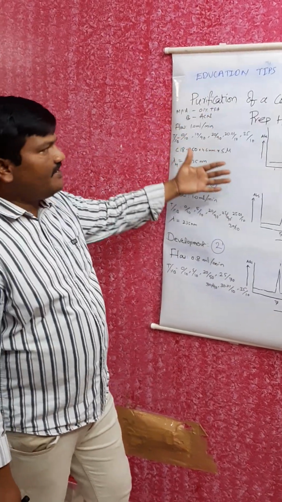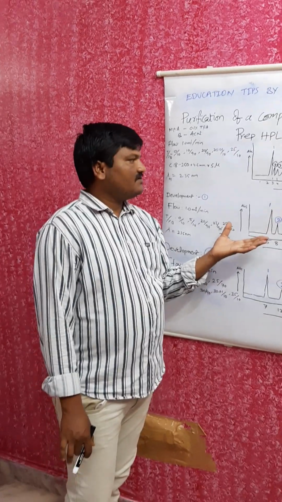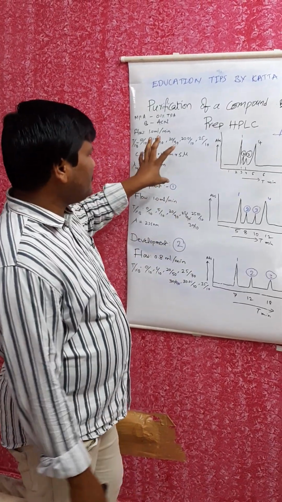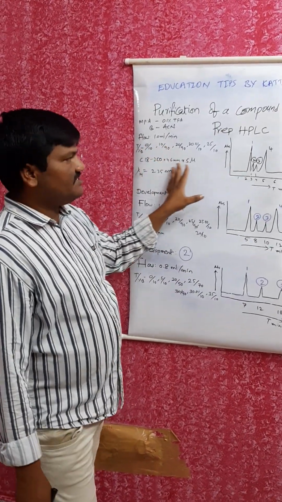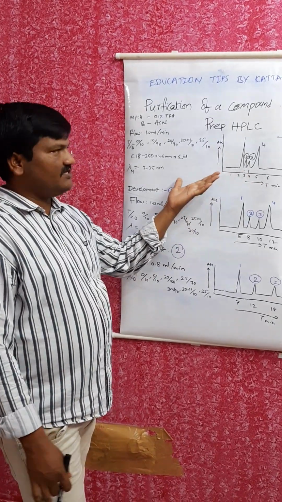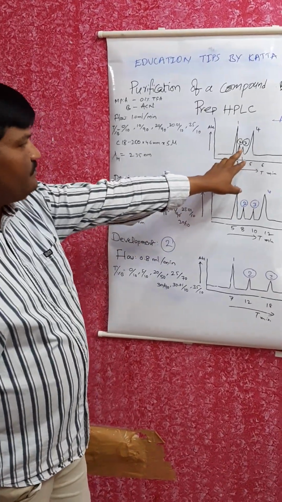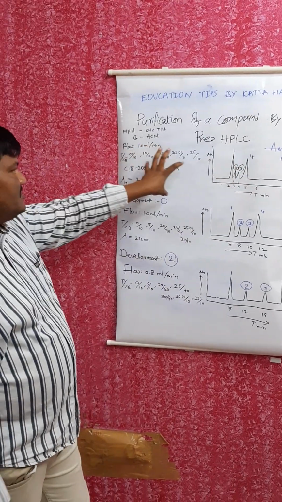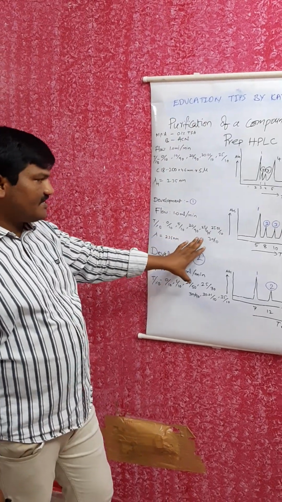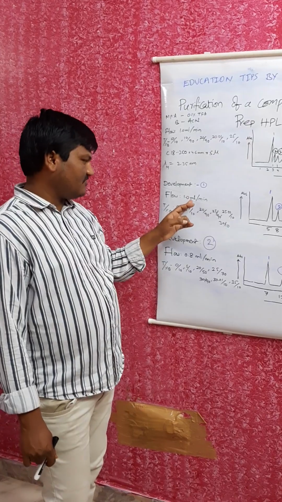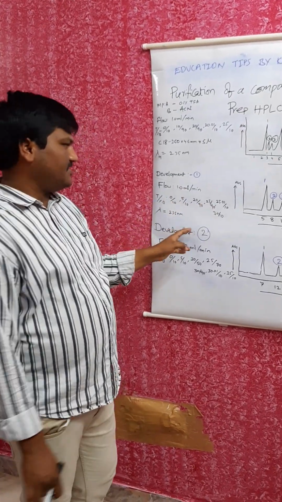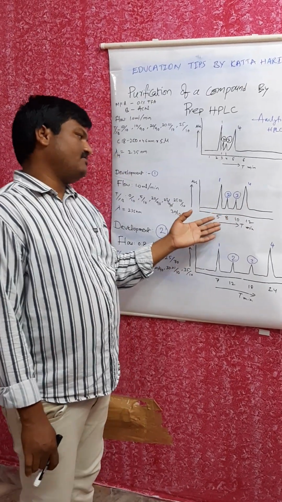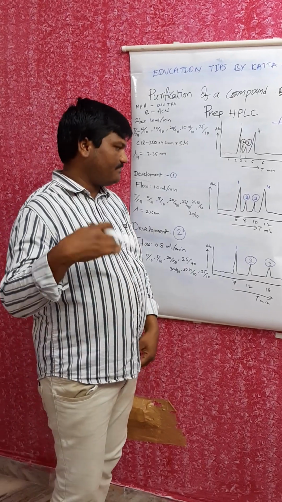So this is the way to develop a method for the isolation of a compound before going to the prep. I will briefly explain once again. This is the analytical chromatogram, where all peaks are very close to each other. Based on the basic data, I changed the gradient condition without changing the flow rate. With only the gradient change, I got some separation between the four peaks. This is not sufficient for the isolation of the compound by prep purification.